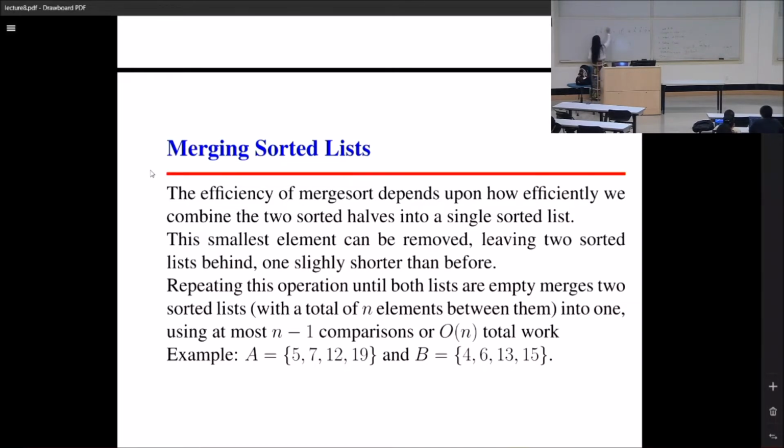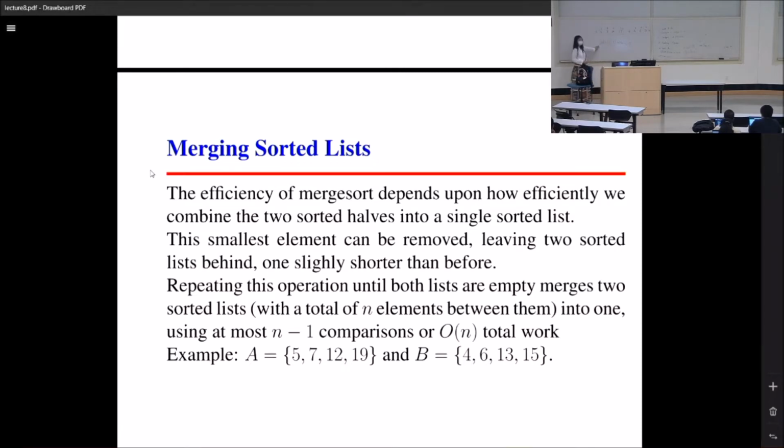So we remove that one. Now 12 and 13 is 12. So we remove it and goes to 19. And now 13, 19 is 13. And 15. And now it's 19. And then we see that both A and B will be empty now. So we finish the merging part.